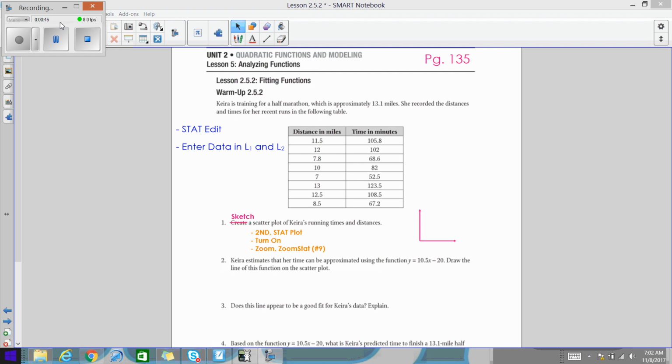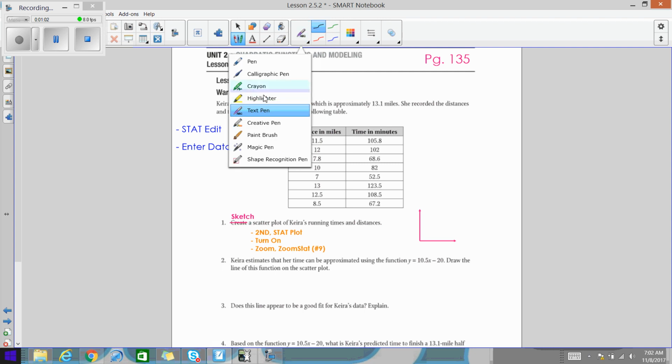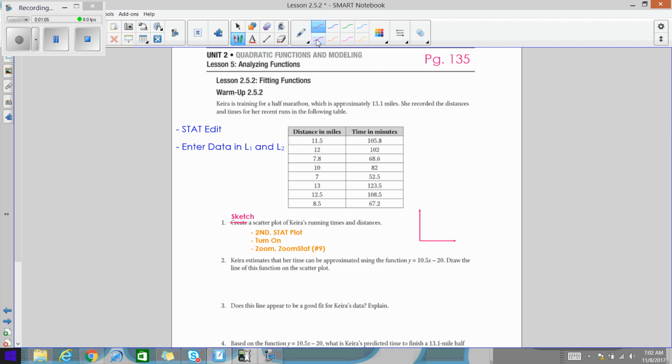It says Kira's training for a half marathon, which is approximately 13.1 miles. She recorded the distances and times of her recent runs. So we got distances here and time in minutes. What we are going to do is basically put this into our calculator and look at it as a table. We're going to call these our L1 units and these are L2. So we're going to put it in for L1 and L2. The first column's L1, second column's L2. Traditionally you make L1 X and L2 Y, but we'll talk about that in a second.